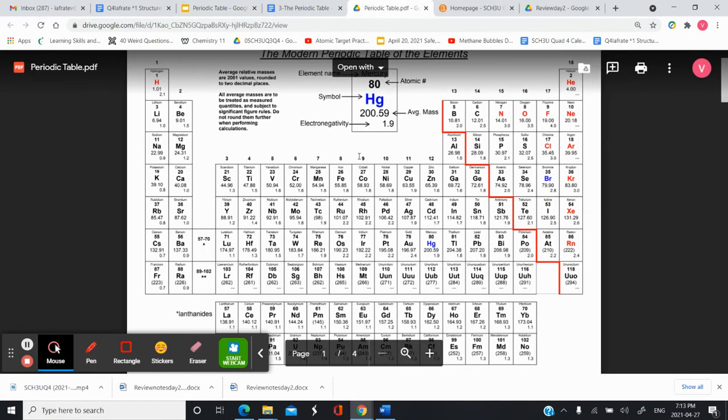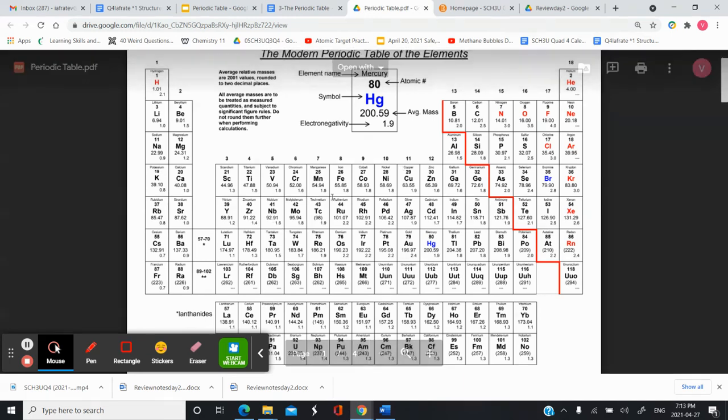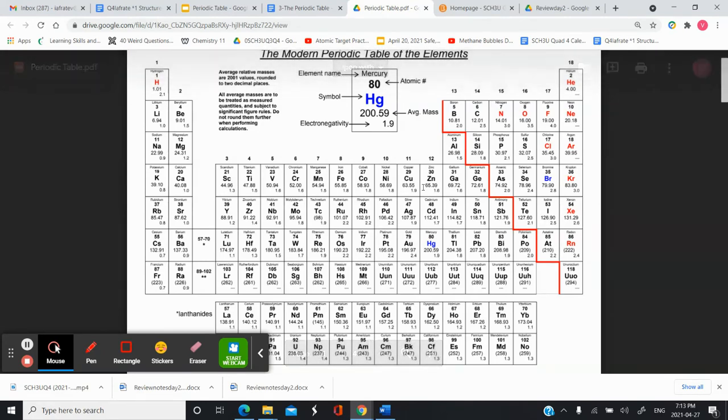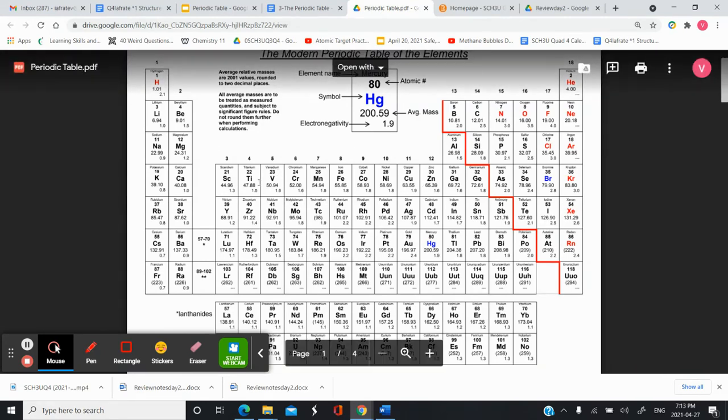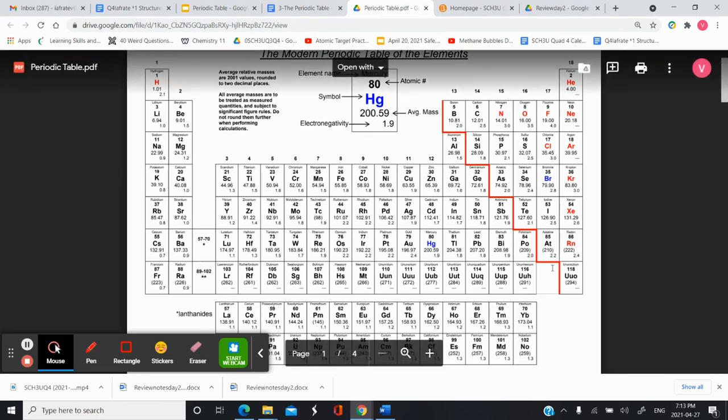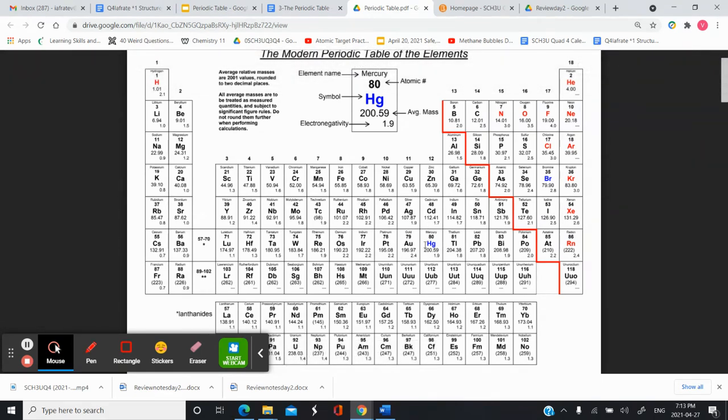The periodic table that you have actually illustrates the different states that the metals, nonmetals, and metalloids are found at room temperature. So anything, for example, in the black font represents a solid at room temperature. As you can see, the metals, which are on the left side of the staircase here, are typically going to be solid at room temperature, with the exception of something like mercury.